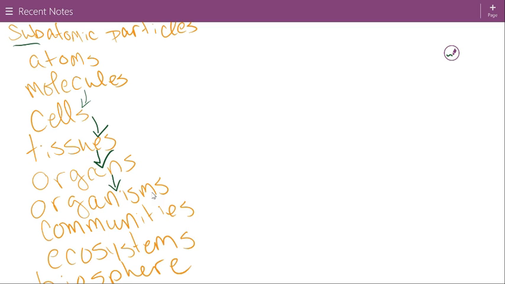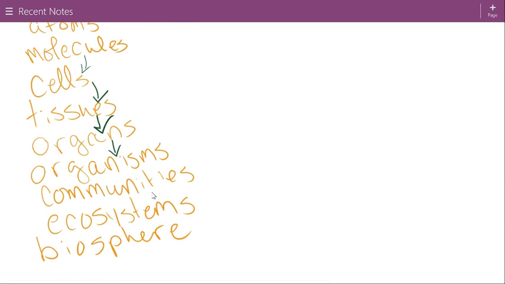Okay, and then when you have lots of organisms together, we get into our community. You have a community, or sometimes it's called a population, of a particular organism. That's just the group of them in a specific area. Now, when we have lots of communities together, say the community of humans and the community of cats and the community of dogs and the community of grass and the community of pine trees, then you have an ecosystem of wherever you are.